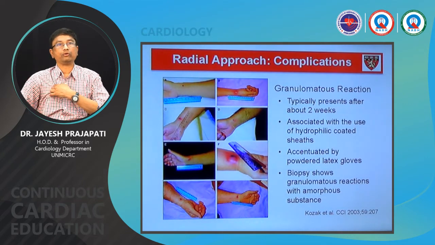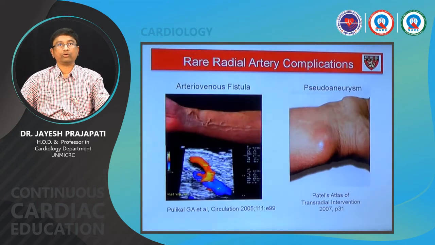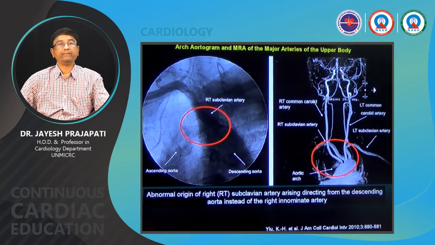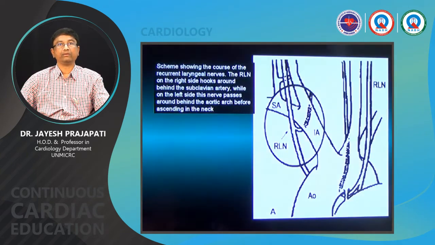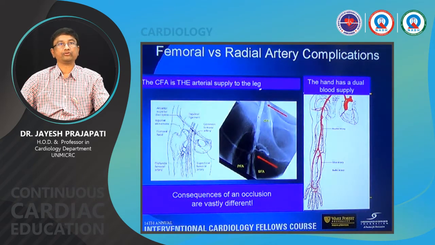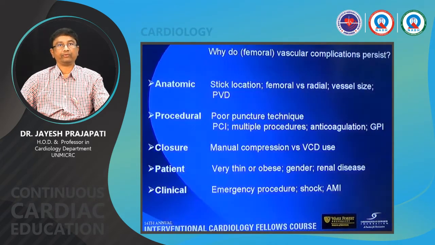So these are the hematoma, granuloma, some local site infection, and sometimes AV fistula. You can diagnose by Doppler also. Sometimes hematoma can lead to left laryngeal nerve palsy because of the hematoma. So with mediastinal hematoma you should also be careful.